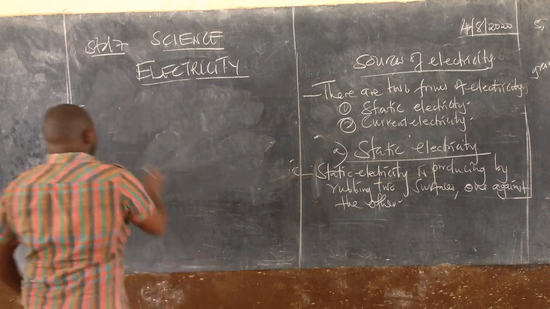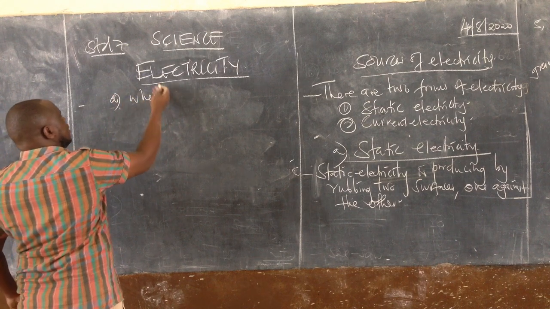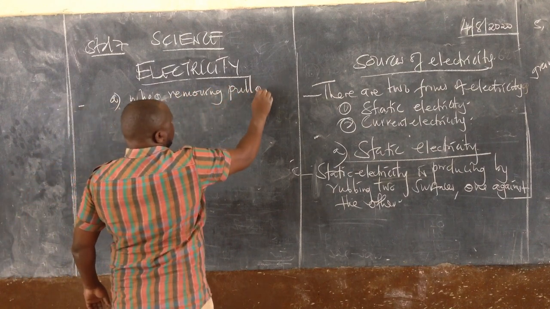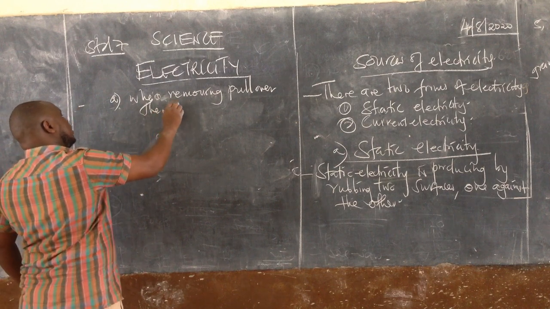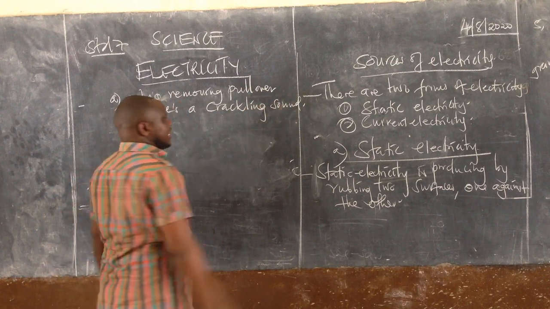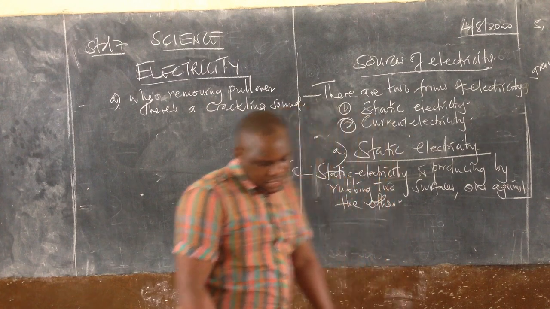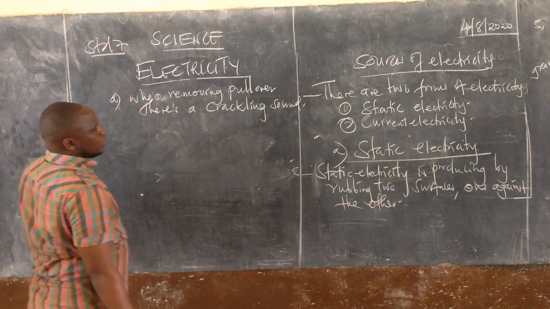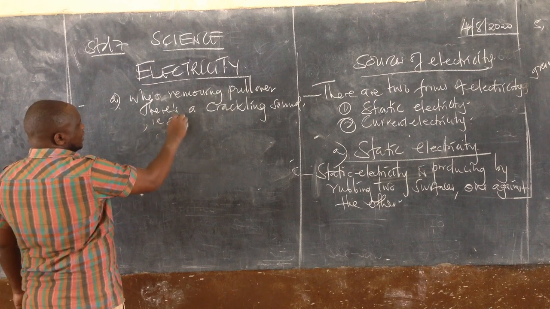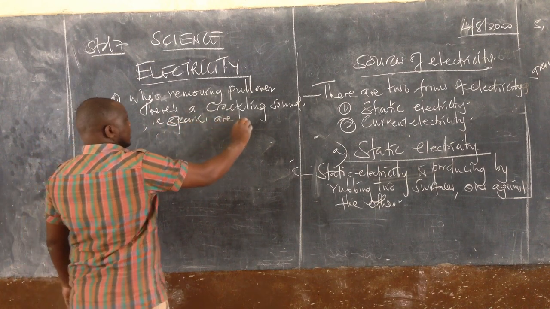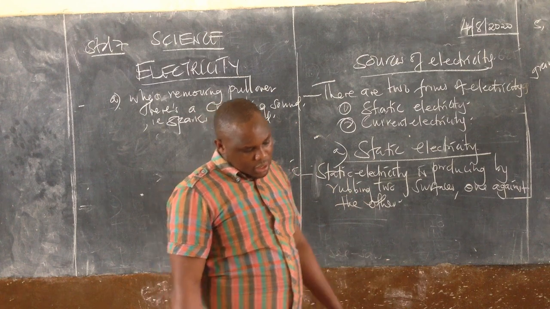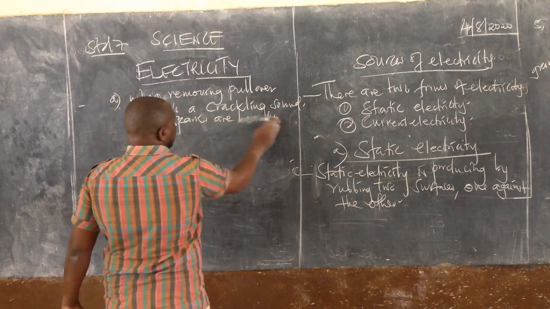Number one, when removing a pullover, there is a crackling sound. And this crackling sound, therefore, is what we call a static electricity sound, a cracking sound. That is, sparks. You hear some sparks, you can also see them, but a sound, you hear it. As sparks may be seen.